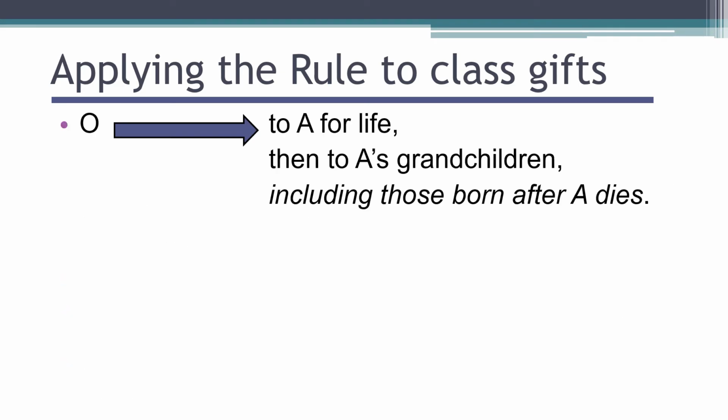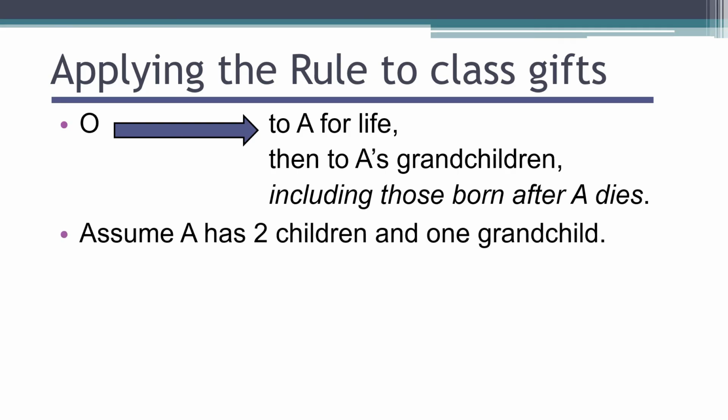But remember that a grantor can evade the class closing rule by putting in language that specifically says that the grantor has a contrary intent. So let's suppose the grantor does that. The grantor conveys to A for life, then to A's grandchildren, including those who are born after A dies. That's a direct contradiction of the class closing rule that is our normal default rule.